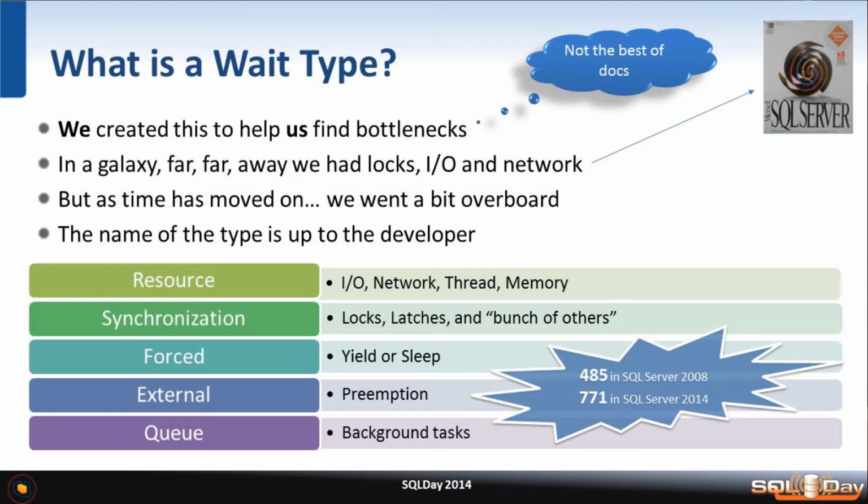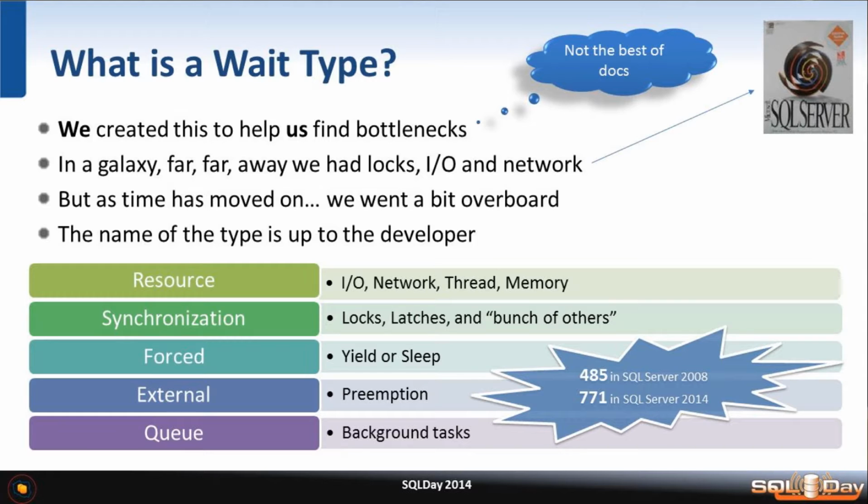A forced wait type is something where our code forces ourselves to wait for a specific purpose. And we'll talk about a concept called yielding later and a specific wait type for it. You have something called an external wait type, which is a concept called preemption, which we're going to do specifically to ensure that we don't avoid any scheduling problems with our system. And then finally, a concept called a queue wait type, which is really more about what happens for background tasks. And I'll talk about that as well in the talk.